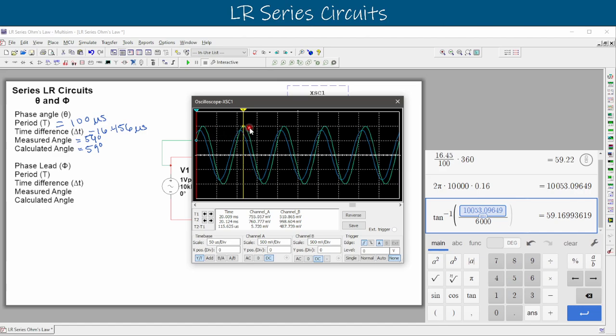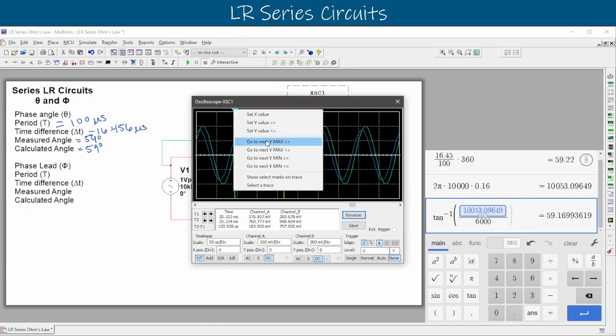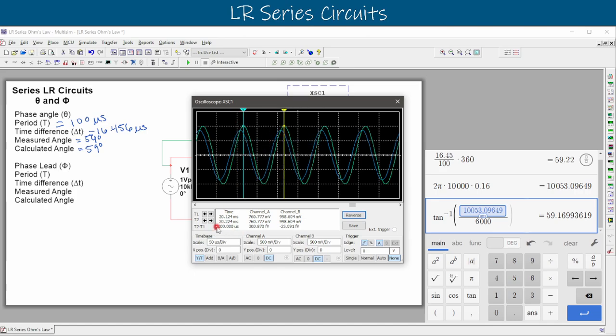I double clicked on my green signal. You can also, again, right click trace and go to channel B on that. I want this blue one to be up front, so let's move this one forward again and we'll put that to the next Y max, and we'll put this one in the front position here to the next Y max. We see that we have the same period, right? The period did not change between these two because we never changed the frequency, right? The frequency didn't change, the period didn't change. So 100 microseconds is what we expected for that.